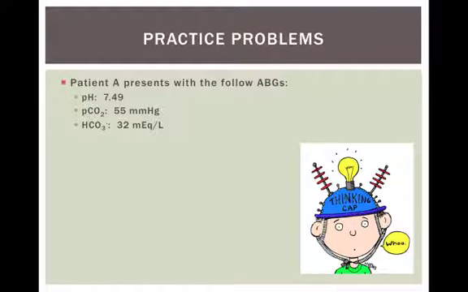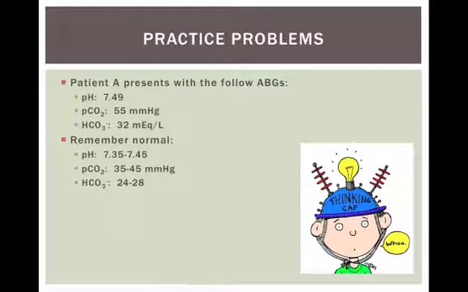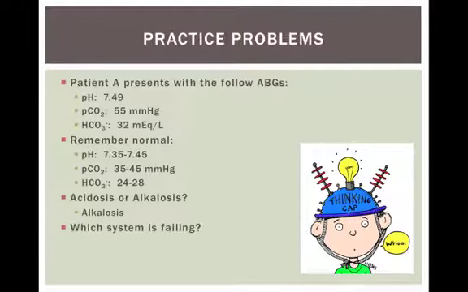Let's do another one. Patient B presents with the following ABGs. There's normal for you. So are they acidotic or alkalotic? Well, it looks like their pH is above normal limits. That means they're alkalotic. Which system is failing? Let's see whose fault it is. So carbon dioxide's at 55. This is higher than normal. Would you expect a patient to be alkalotic if their CO2 was high? You wouldn't. So let's look at bicarb next.